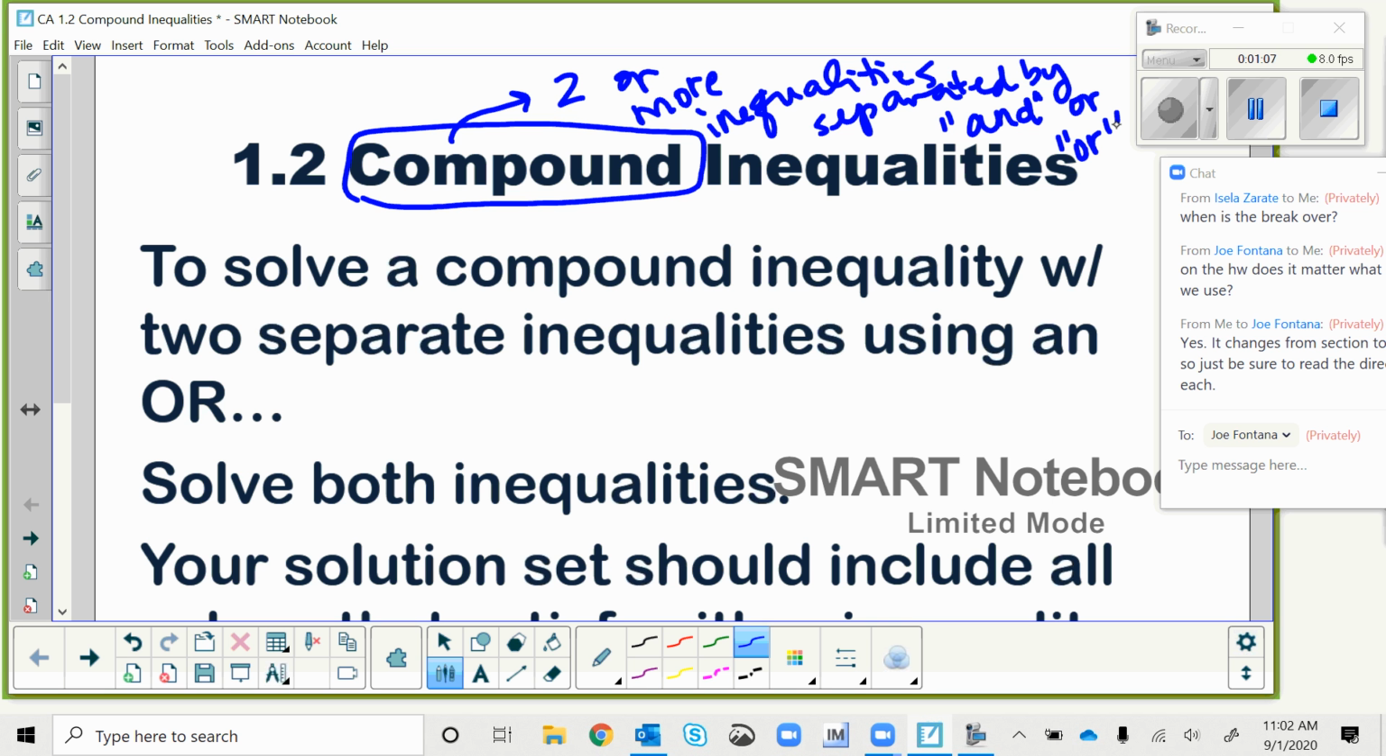We're going to talk about "or" inequalities for the first part of the lesson, and then "and" for the second part.